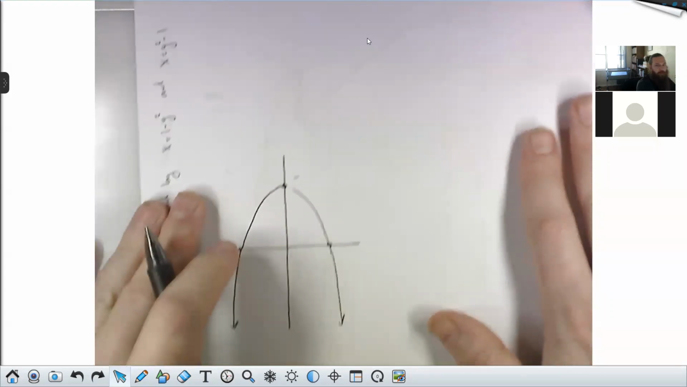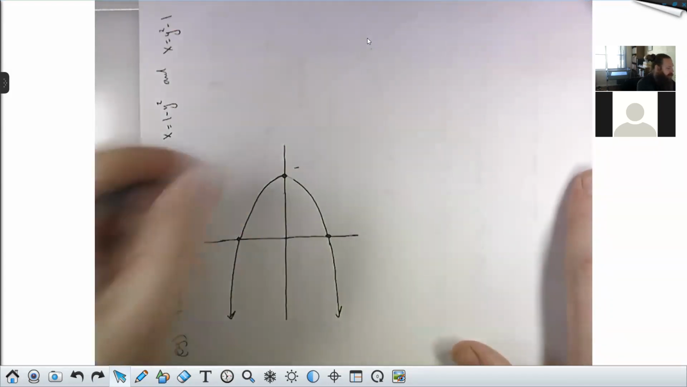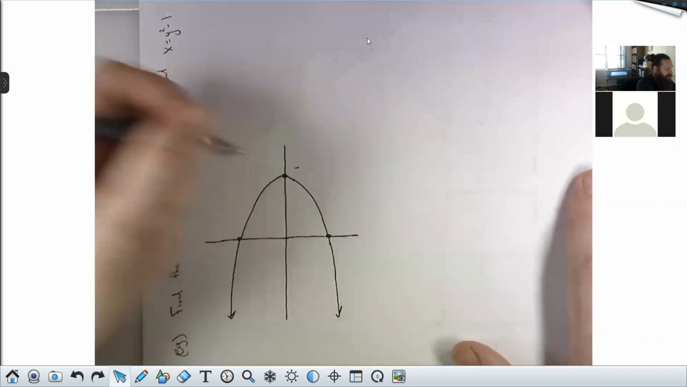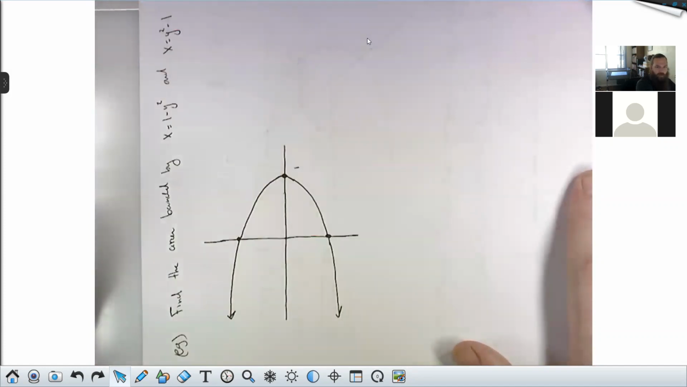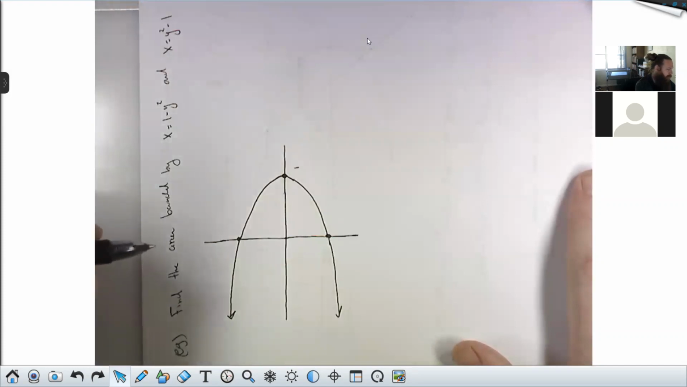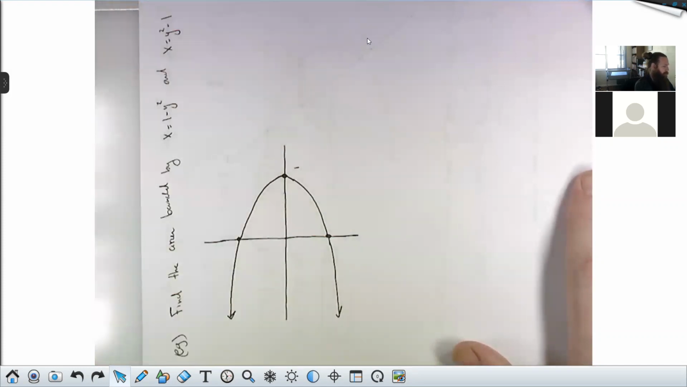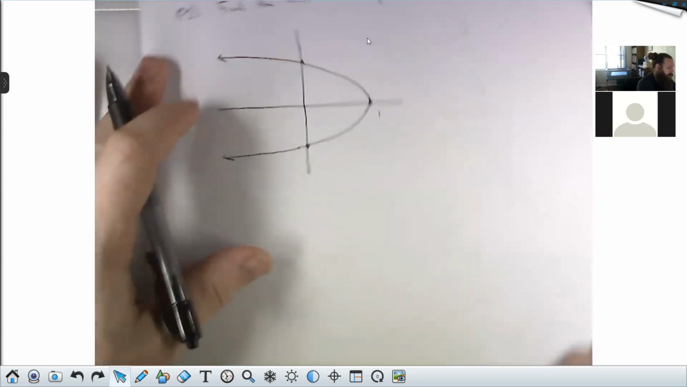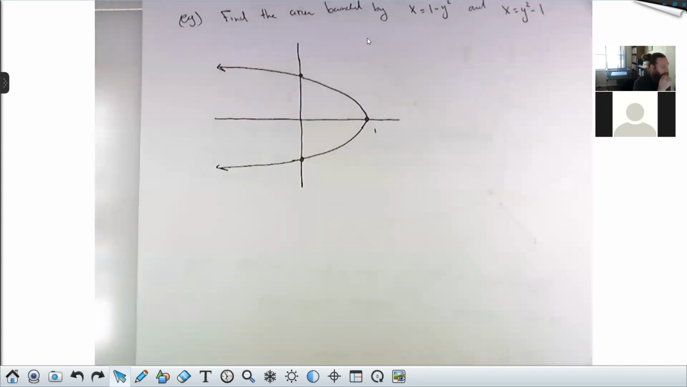And you see, with me turning the picture sideways like this and not labeling the axes, it looks just like y equals 1 minus x squared. It's just sideways, rotated 90 degrees counterclockwise. So that's the curve x equals 1 minus y squared.